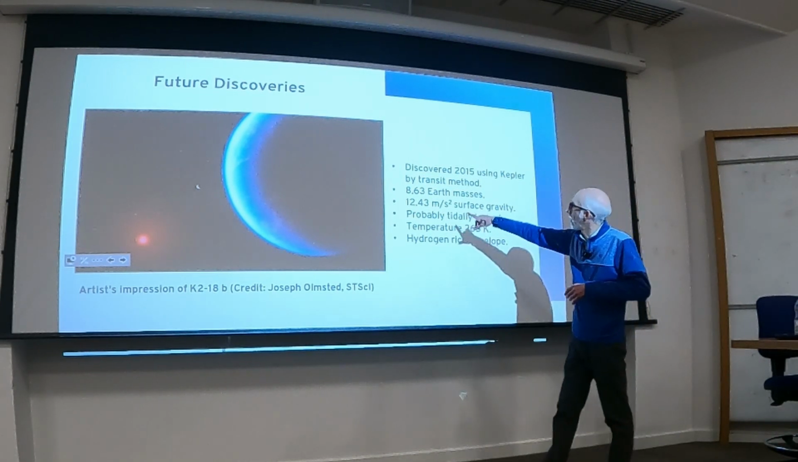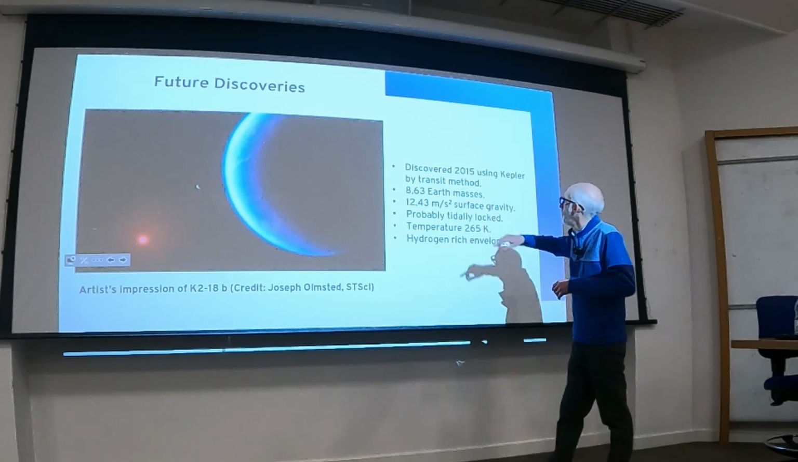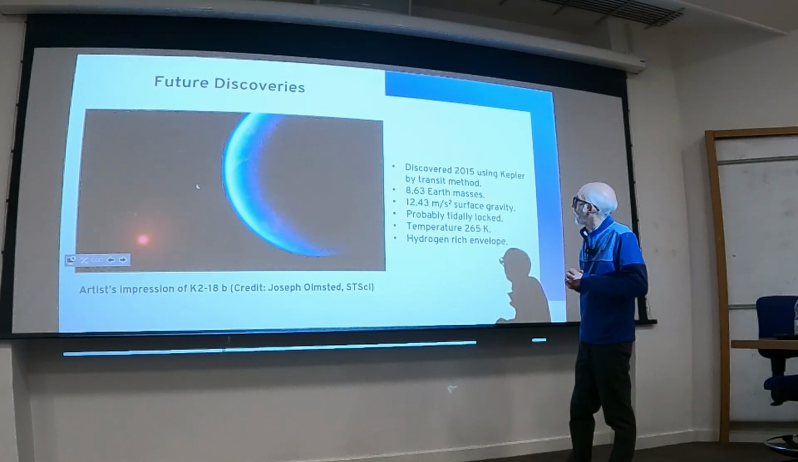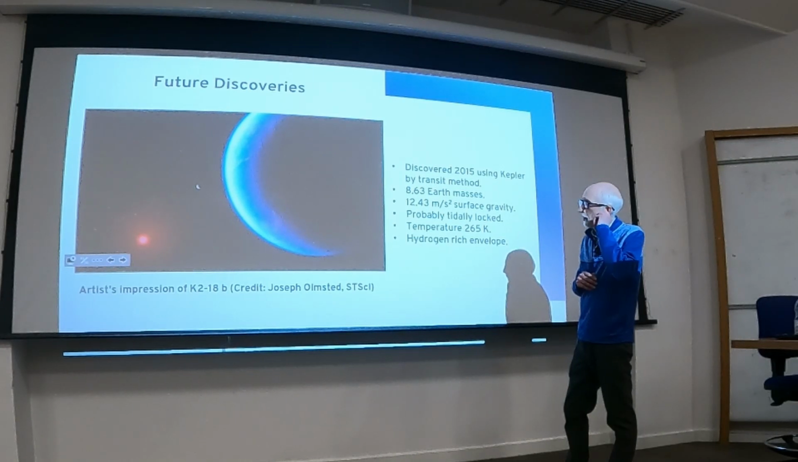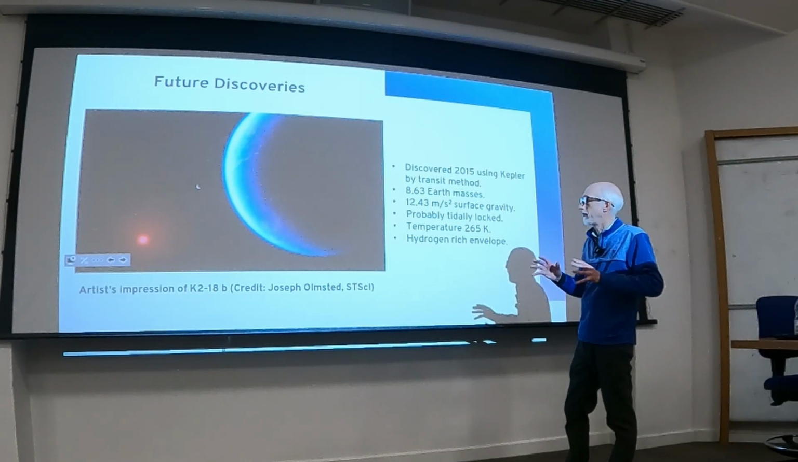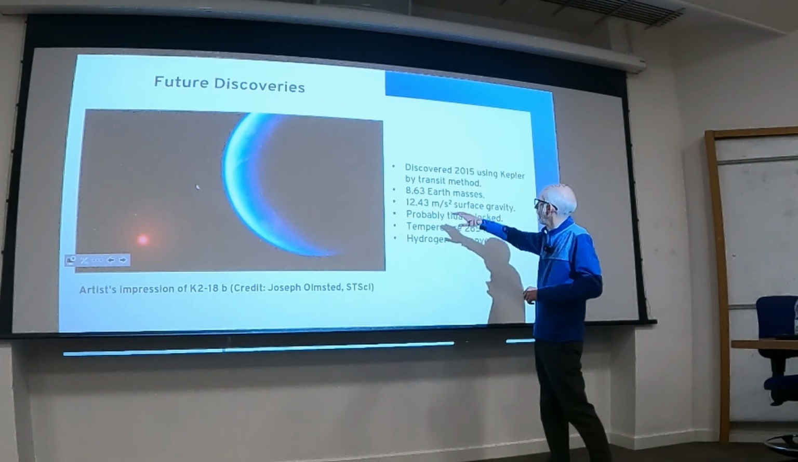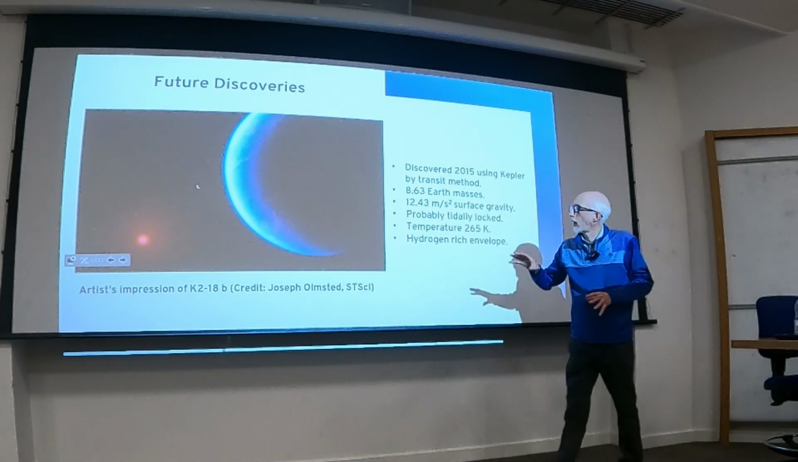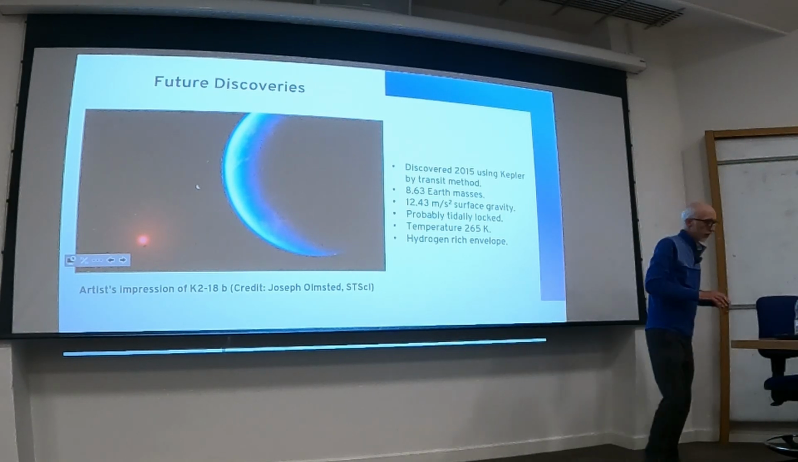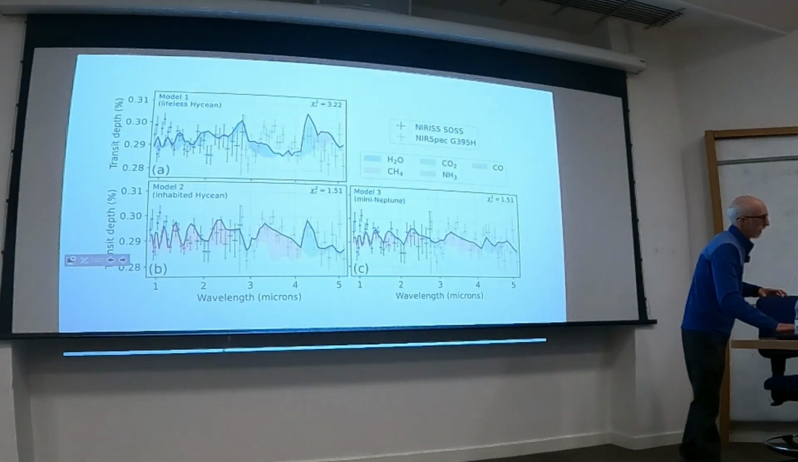Now, the gravity is about 12 meters per second squared. Earth's gravity, for reference, is about 10 meters per second squared. 9.81 actually, but about 10. So it's uncomfortable, but you could walk around on it.